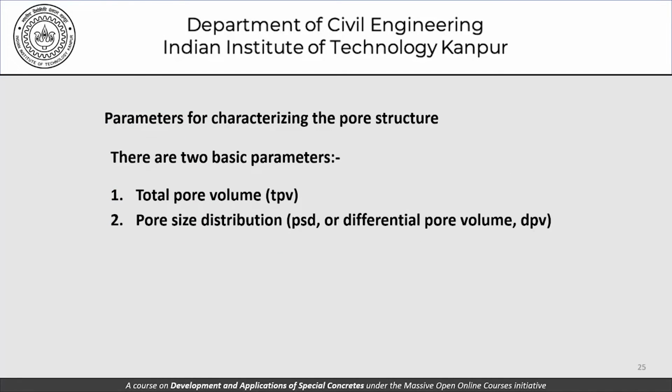Basically, what we have discussed so far is that there are two parameters that can characterize the pore structure in a material like the HCP or the concrete. One is the total pore volume and the other is the pore size distribution, which is given as PSD, or the differential pore volume, that is DPV. The differential pore volume is nothing but how much is the pore volume corresponding to each diameter. The sum of that gives you the cumulative pore volume, and the total finally gives you the total pore volume.